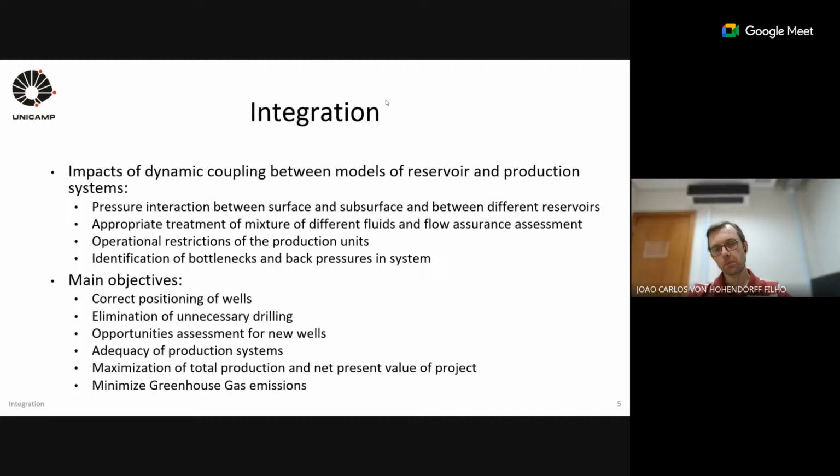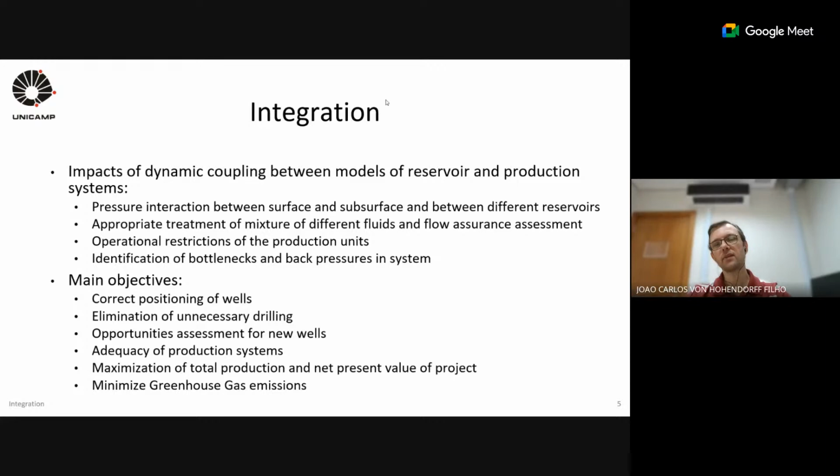Another important point is the adequacy of production systems, because sometimes we have facilities with a restrictive rate for fluids or for injection. We need to explain how to forecast the need for injection or the need for separation. We need to have this integrated evaluation.